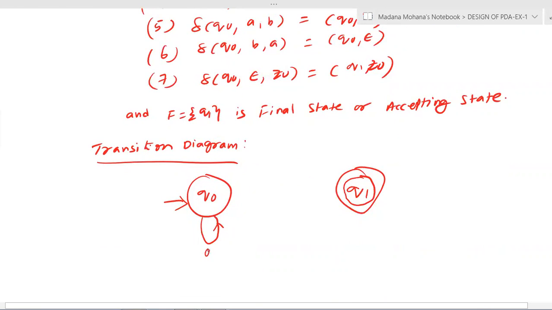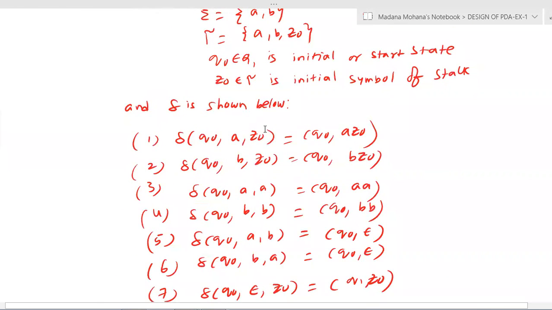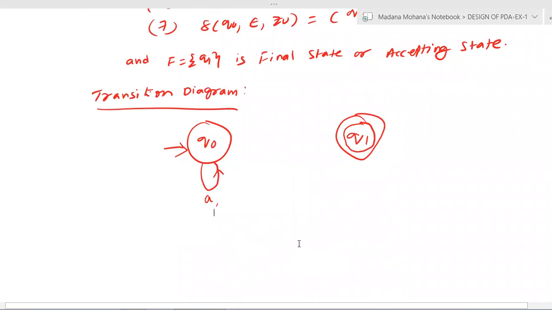You can include first q0 on a. Initially the stack contains Z0, and after the move it contains a Z0. That you can represent separated by a comma, so Z0 by aZ0. Then the second transition, q0 on b, the stack contains Z0, and after the move the stack contains bZ0. Then input is a and the stack top is a, then the stack contains aa. Then input is b and the stack top is b, then bb will be on the stack. So these are all the transitions.